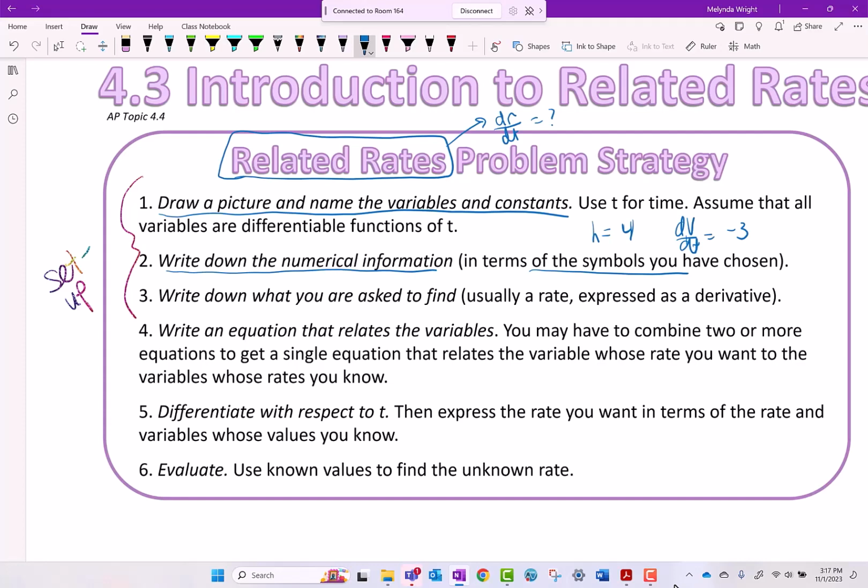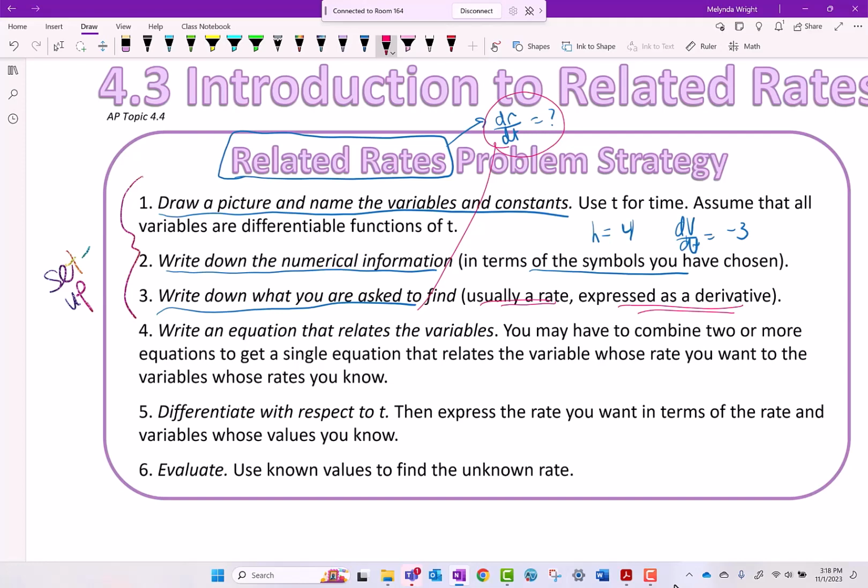We draw the figure, give it variables, and list our rates and values. Then we write down what we're asked to find, which is typically, like I did right up here, dr/dt equals question mark. It's usually a rate expressed as a derivative, like dr/dt equals question mark or dh/dt equals question mark, whatever we're supposed to find. Those three steps I call the setup. You can think about them as one whole step if you want. That's just setting the problem up.